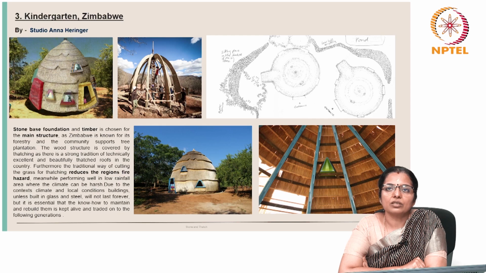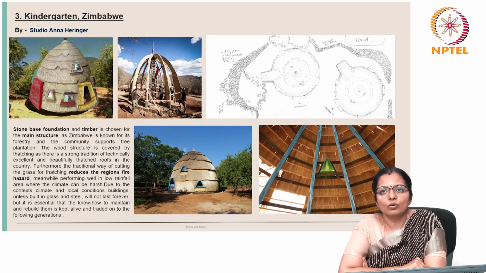The wood structure is covered by thatching as there is a strong tradition of technically excellent and beautifully thatched roofs in the country. Furthermore, the traditional way of cutting the grass for thatching reduces the region's fire hazard. Meanwhile, it also performs well in low rainfall areas where the climate can be harsh.